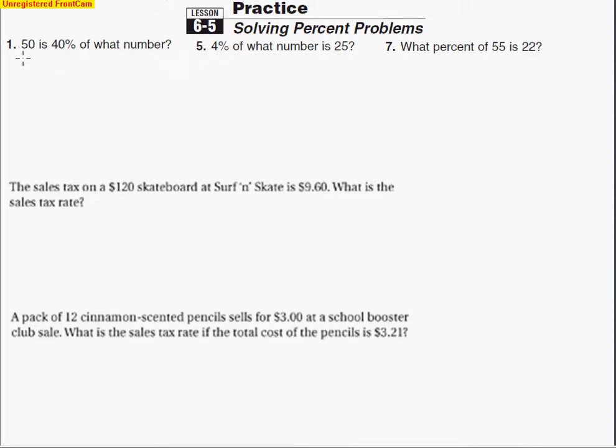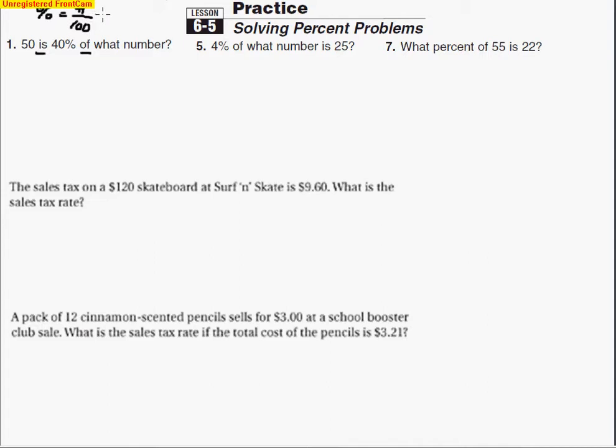So the first one says, 50 is 40% of what number? Well, whenever we see these words is and of, those help us in figuring out where the numbers go. But before we get to where they go in our proportion, let's talk about what a percent problem looks like when we set it up as a proportion. Remember, a percent is only a number over 100. That's all a percent is.